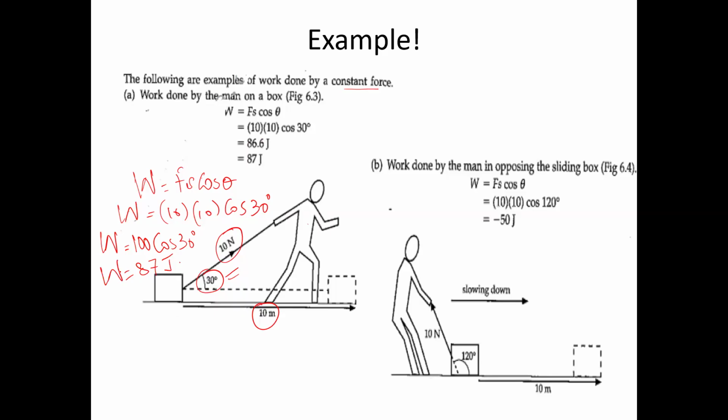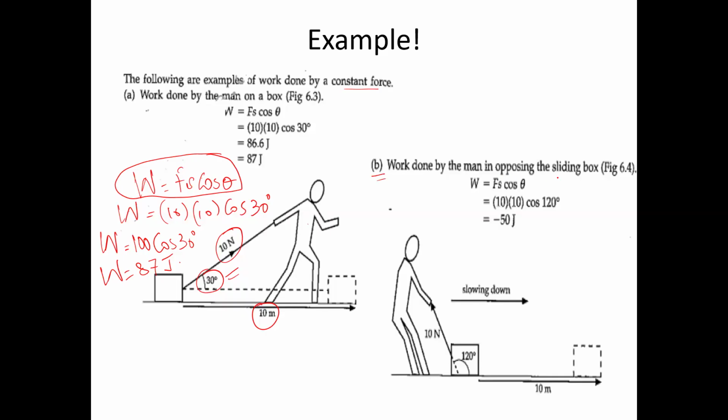Is this fine? So you have to memorize this formula for work done. Work done किसी भी एंगल के लिए, कोई भी एंगल हो 360 डिग्री में से, the basic formula for the work done is Fs cos of theta. So let's see another basic example on the right hand side, part B.